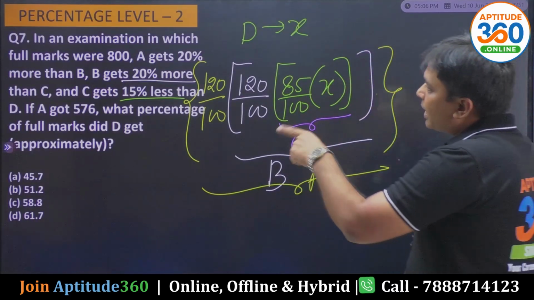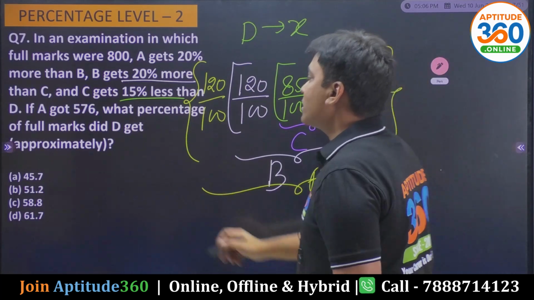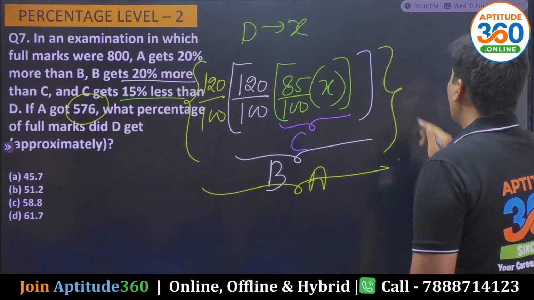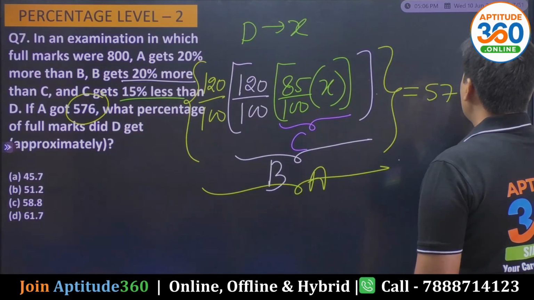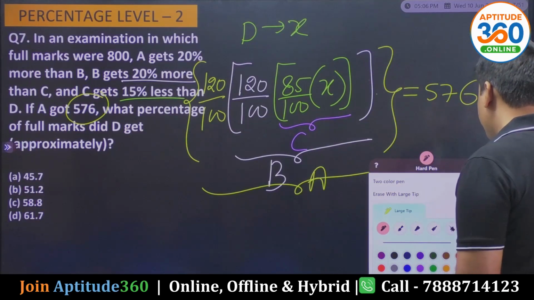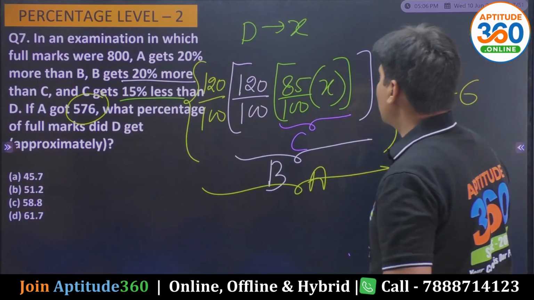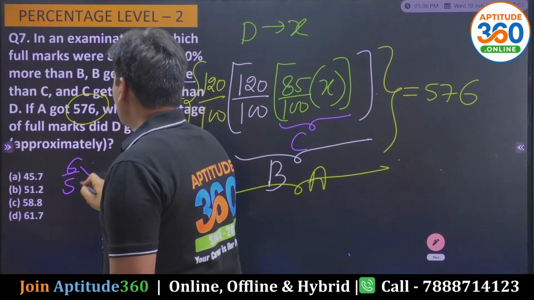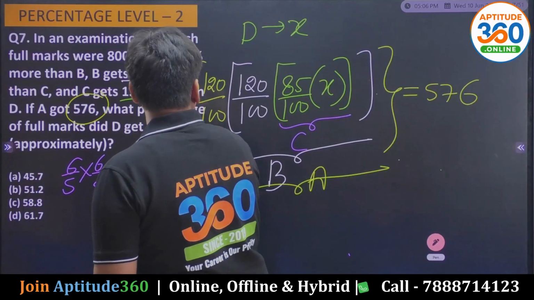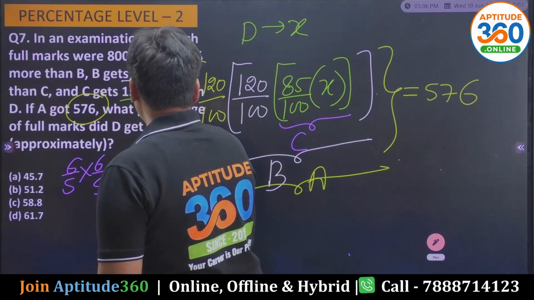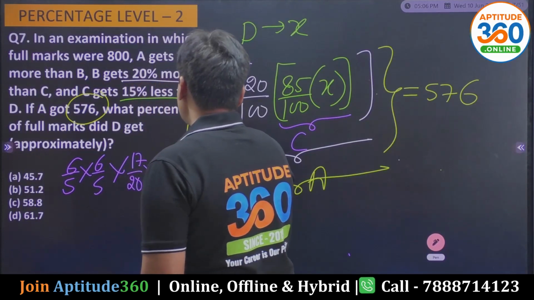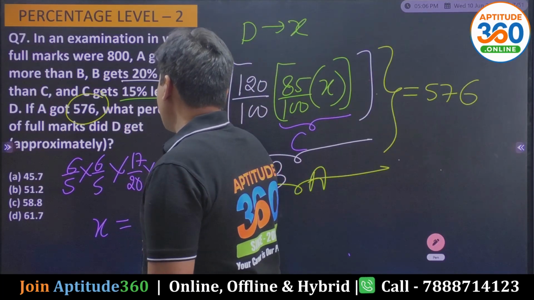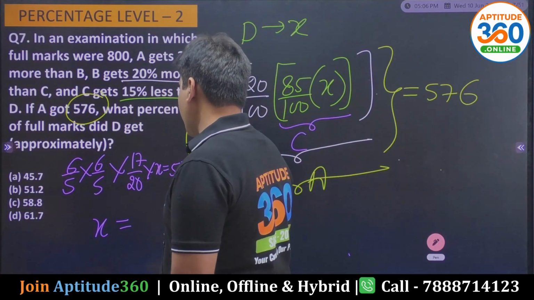And the marks obtained by A is given to you, which is 576 as per the problem, isn't it? So that is 576. All right. What else do we need to do? So over here, this is 6 by 5 into 6 by 5 into 17 by 20 into X is equal to 576. So the value of X that we need to find out is, please have a look at it.